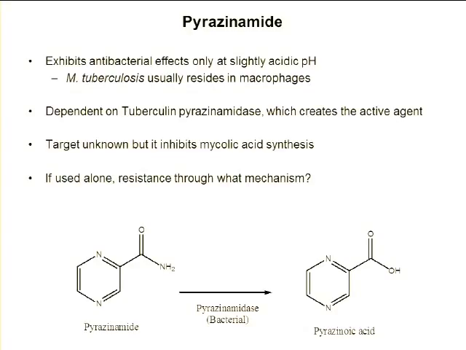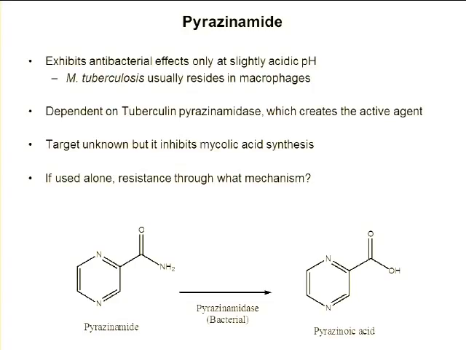Okay? If used alone, resistance occurs through what mechanism, do you think? So resistance occurs through what? Ashley, what did you say? So the INHA is making mycolic acids, but this is independent of that system. Okay, so it doesn't go through that INHA pathway. So what is the only thing I told you that this drug is dependent on?